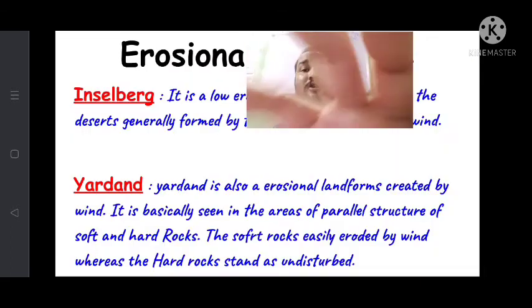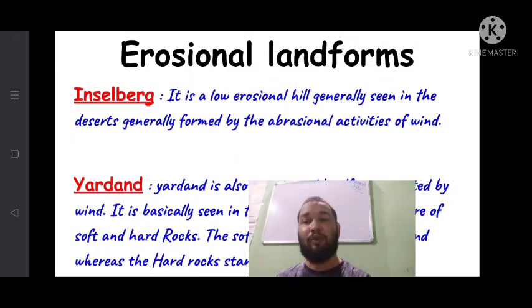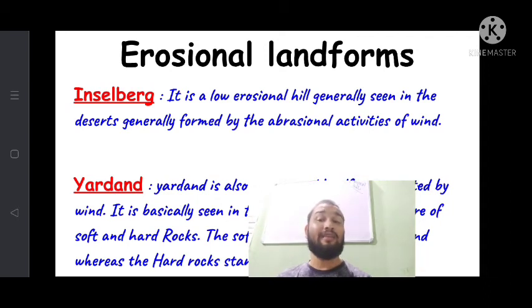Next you see erosional landforms. In the desert area, you will get basically 2 types of erosional landform. The first one is Inselberg, and the second one is Yardang. Let us study the definition first, then we will go to the picture, what is called Inselberg, what is called Yardang.